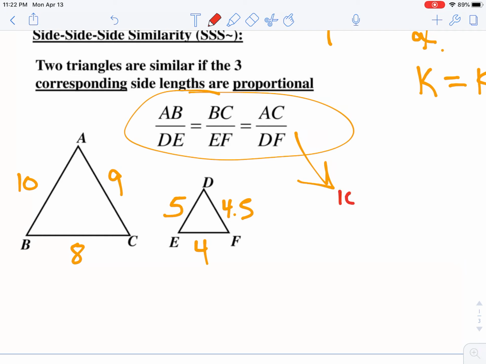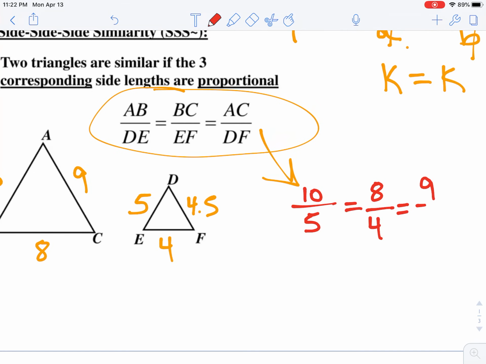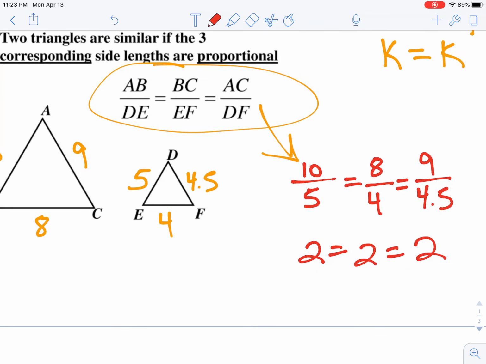So if we were to fill in the ratios that they have for us, AB is 10, which corresponds with DE, which is 5. BC is 8, which corresponds to EF, which is a length of 4. And then AC is 9, which corresponds with DF, which is a length of 4.5. Now, 10 divided by 5 would give us a 2, 8 divided by 4 is 2, and 9 divided by 4.5 would be 2 as well. So because all of the side ratios are equal to each other, we know that these are similar by side side side.